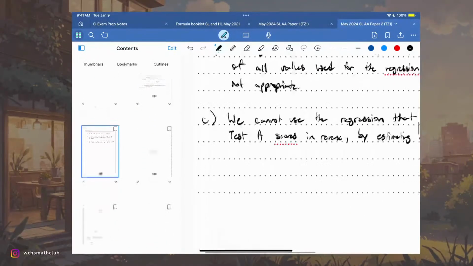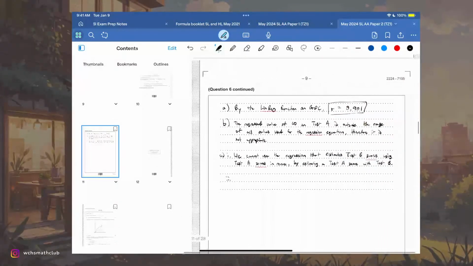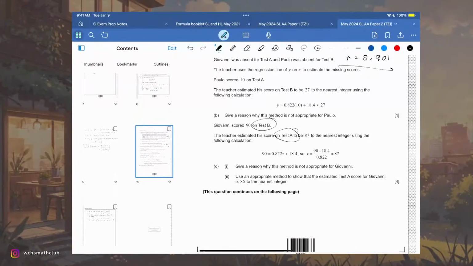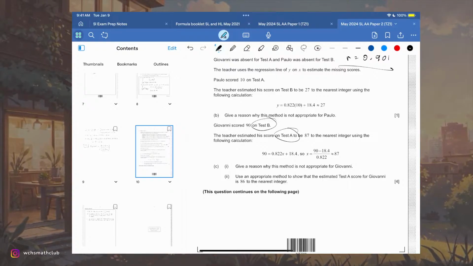And then make sure you indicate part 1 as well. So here you would write C and then just part 1. And then part 2, hopefully there's enough room in the last 2 lines here. Use an appropriate method to show that the estimated test A score for this person is 86 to the nearest integer.